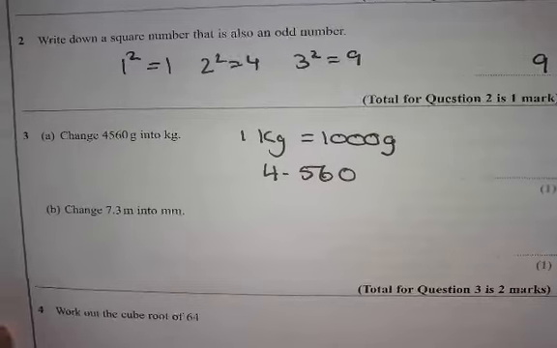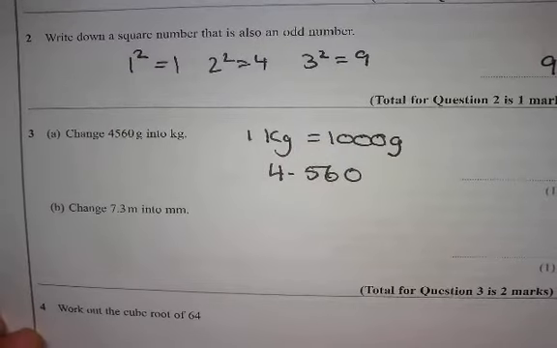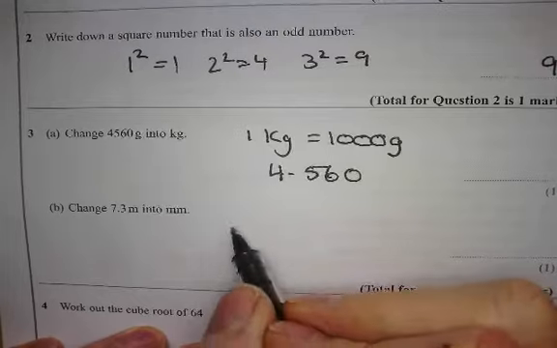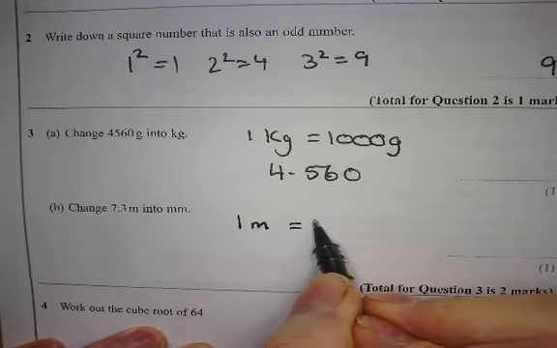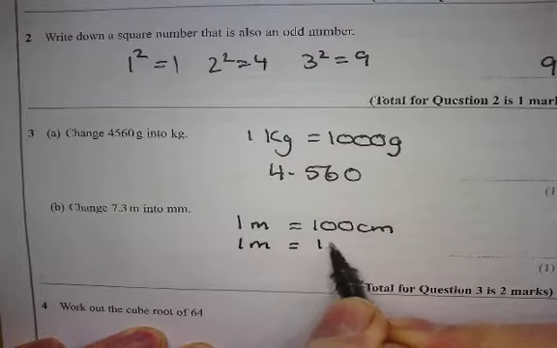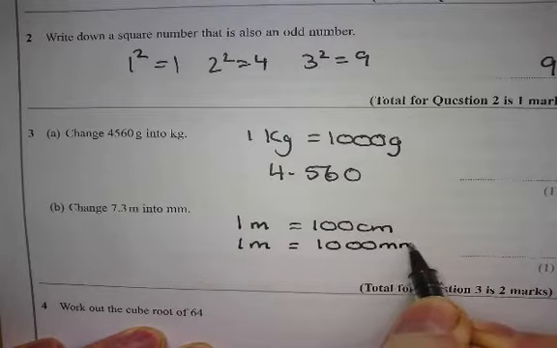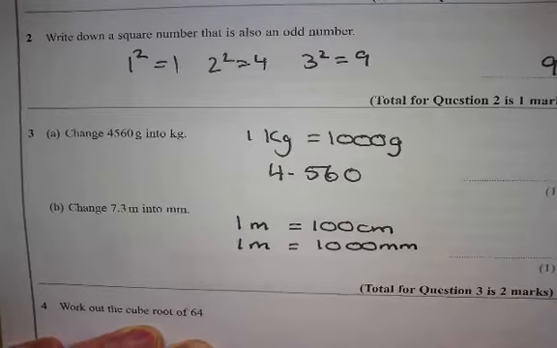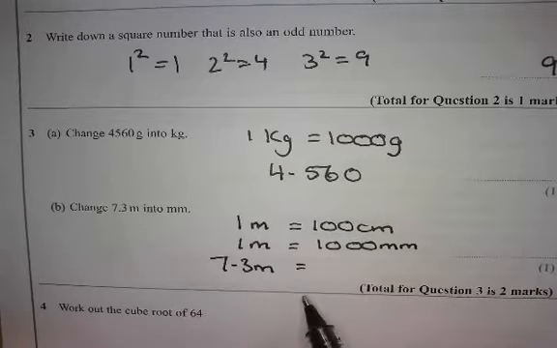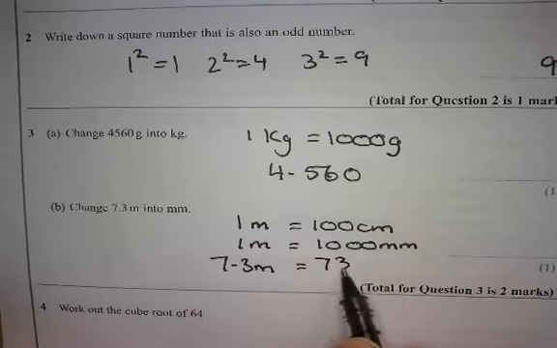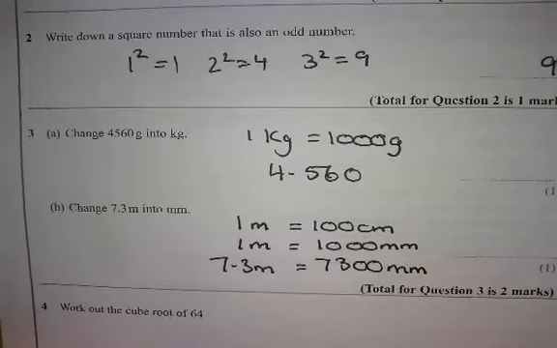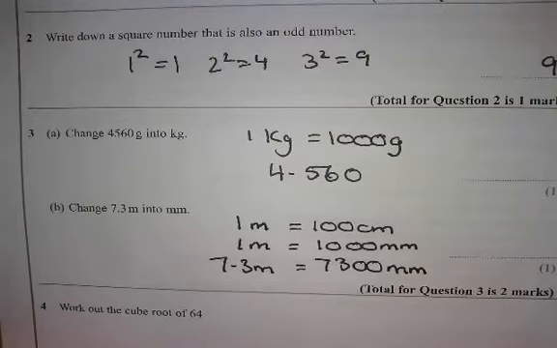Next one. Change 7.3 meters to millimeters. Now this is nice. We know that 1 meter is 100 centimeters. We also know that 1 meter is 1,000 millimeters. These are things you need to remember. So here, 7.3 meters is going to be 1,000 times that. Seems quite amazing, doesn't it?